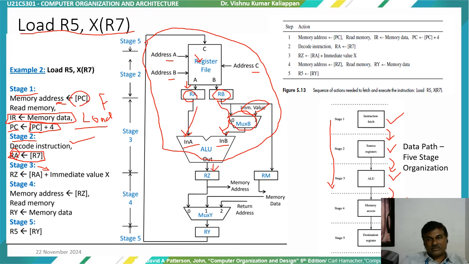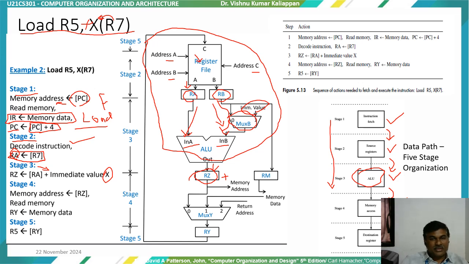That is what we always see in stage 3. Stage 3 will be the execution stage, where the arithmetic logic unit will try to execute on the data moved from RA and RB. After execution, the answer will be output to RZ, after adding the immediate value X. X is the immediate value. I am adding it, and then I will get the answer.